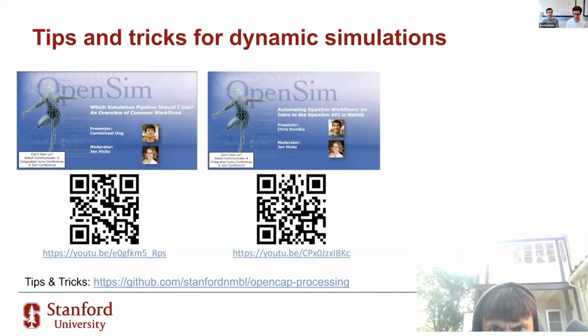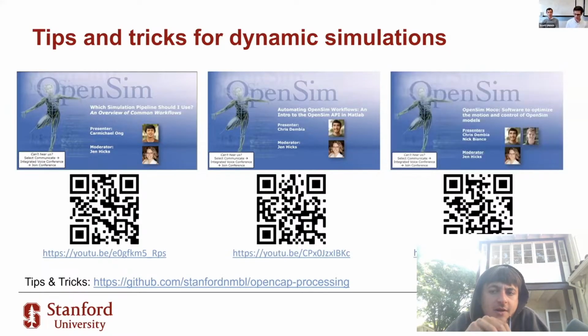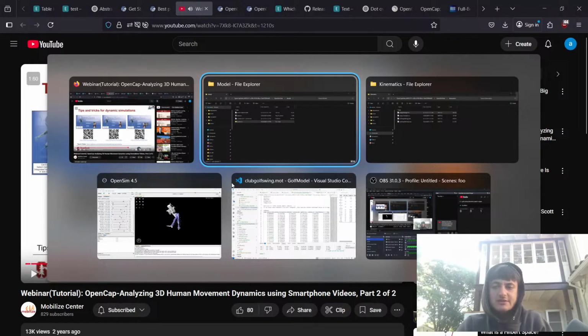Chris Dembia also gave a nice webinar talking about the OpenSim API and accessing it from MATLAB and Python, which is how you can do some of these additional analyses, like looking at moment arms from the kinematics. And Chris Dembia and Nick Bianco also recorded a great webinar talking about optimal control simulations using OpenSim Moco, which is a tool that I briefly mentioned. So we highly recommend it.